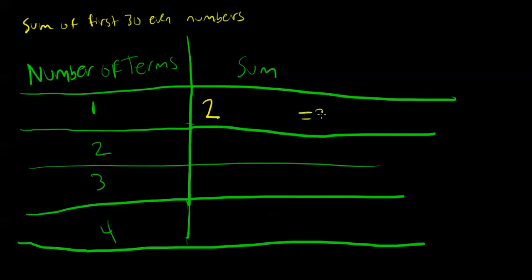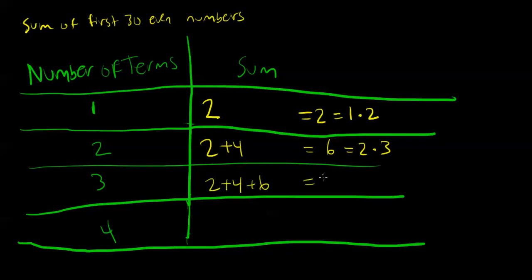2 equals 2, which equals 1 times 2. Now we're going to look at number of terms when it's 2, so that would be 2 plus 4, which equals 6, which is also the same as 2 times 3. Now we're going to look at 3 terms, so that would be 2 plus 4 plus 6, which equals 12, which is the same thing as 3 times 4. Now we're going to look at 4 terms, which is 2 plus 4 plus 6 plus 8, which equals 20, which also equals 4 times 5.